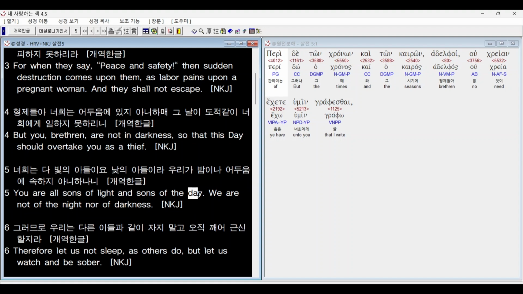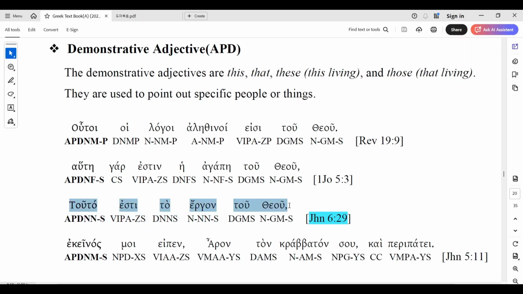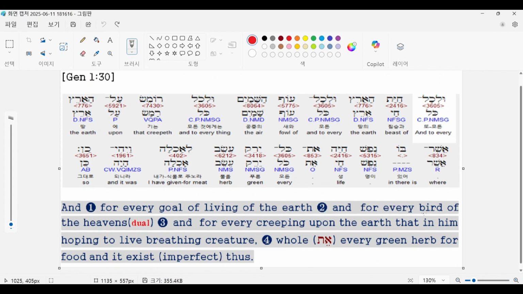So the 7 days process, Genesis chapter 1 verse 1 through Genesis chapter 2 verse 3, that is the introduction. That is the work of God. That introduction of 7 days is expanding throughout the entire Bible. Until the last class, we studied Genesis chapter 1 verse 30, which is on this screen. Verse 30 is talking about the 6 days of God's work.